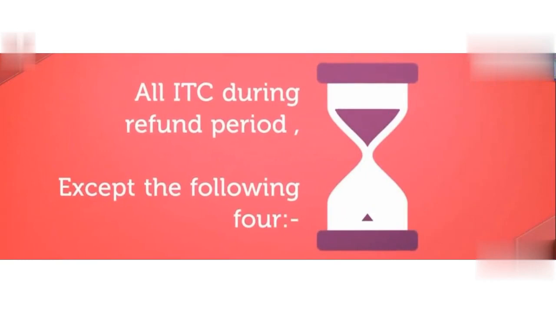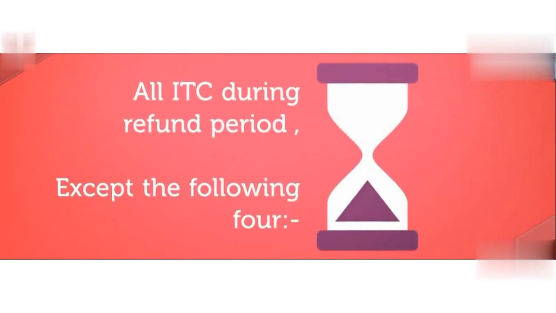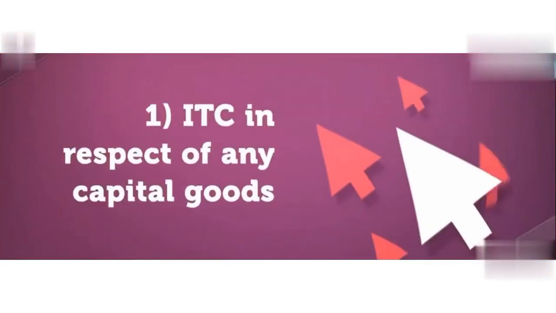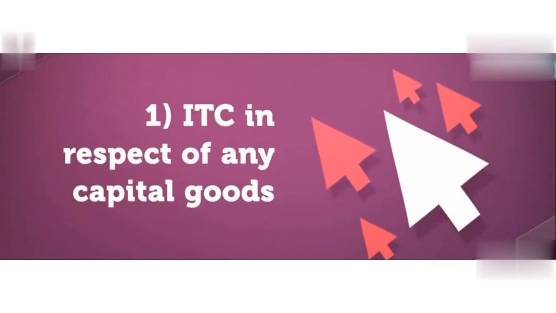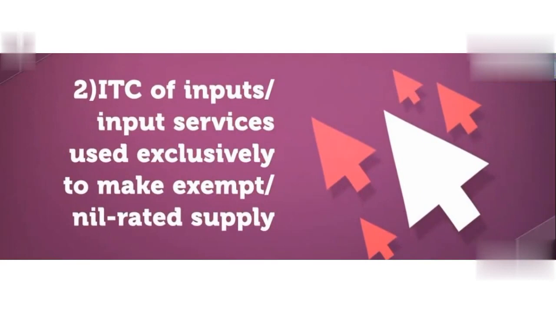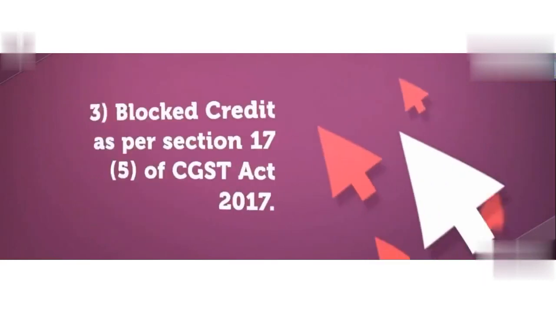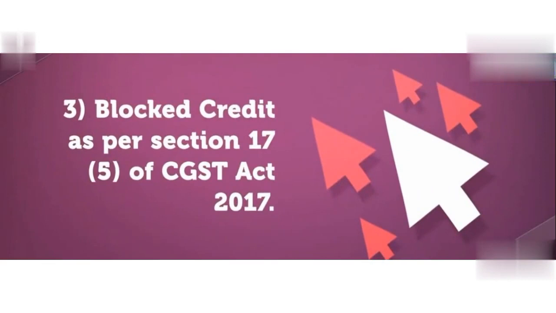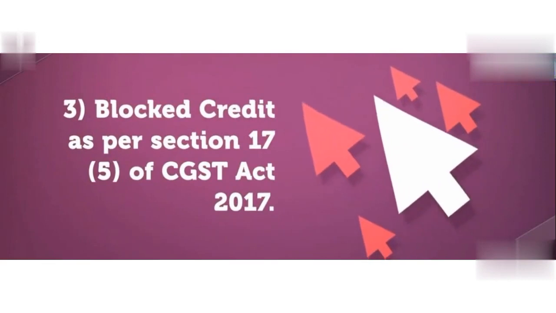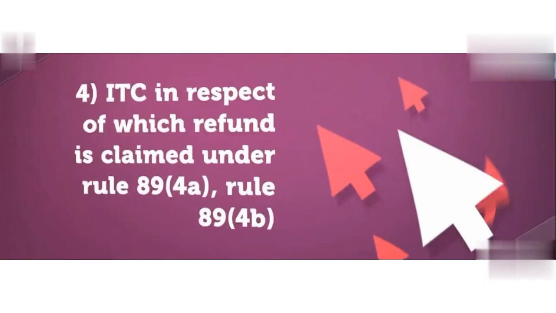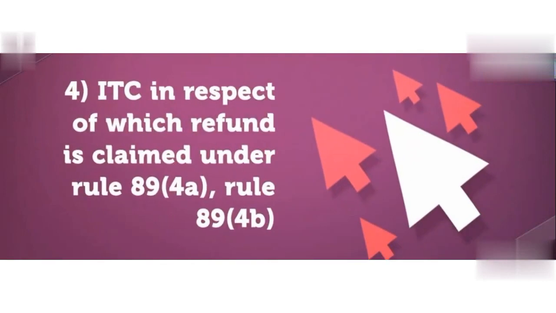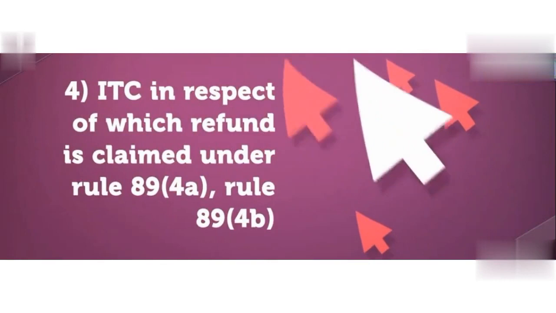All ITC during the refund period except the following four. Number 1, ITC in respect of any capital goods. Number 2, ITC of inputs or input services used exclusively to make exempt or nil-rated supply. Number 3, blocked credit as per section 17(5) of the GST Act 2017. Number 4, ITC in respect of which refund is claimed under Rule 89(4)(a) and Rule 89(4)(b).